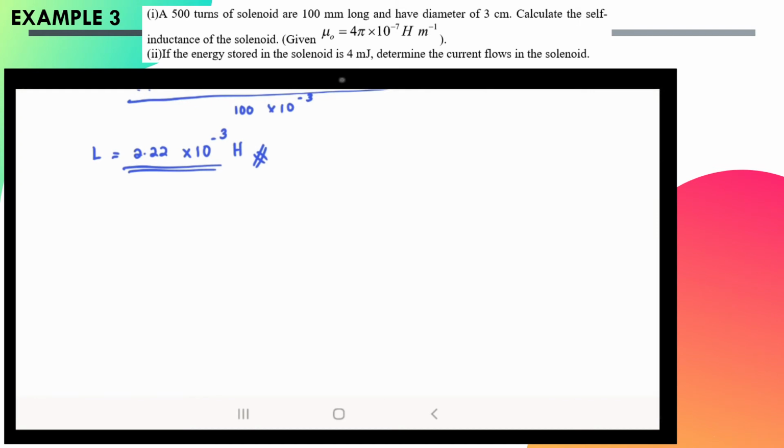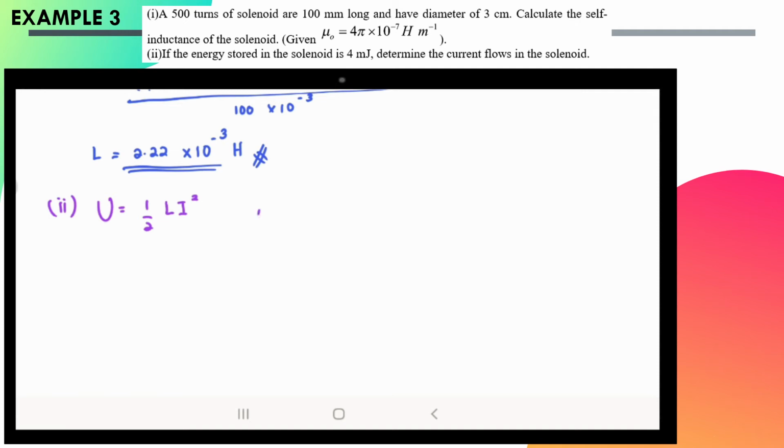Okay, so for energy, the equation of the energy U is equal to half L i squared, where L is the self-inductance and I is the current flows in the solenoid.